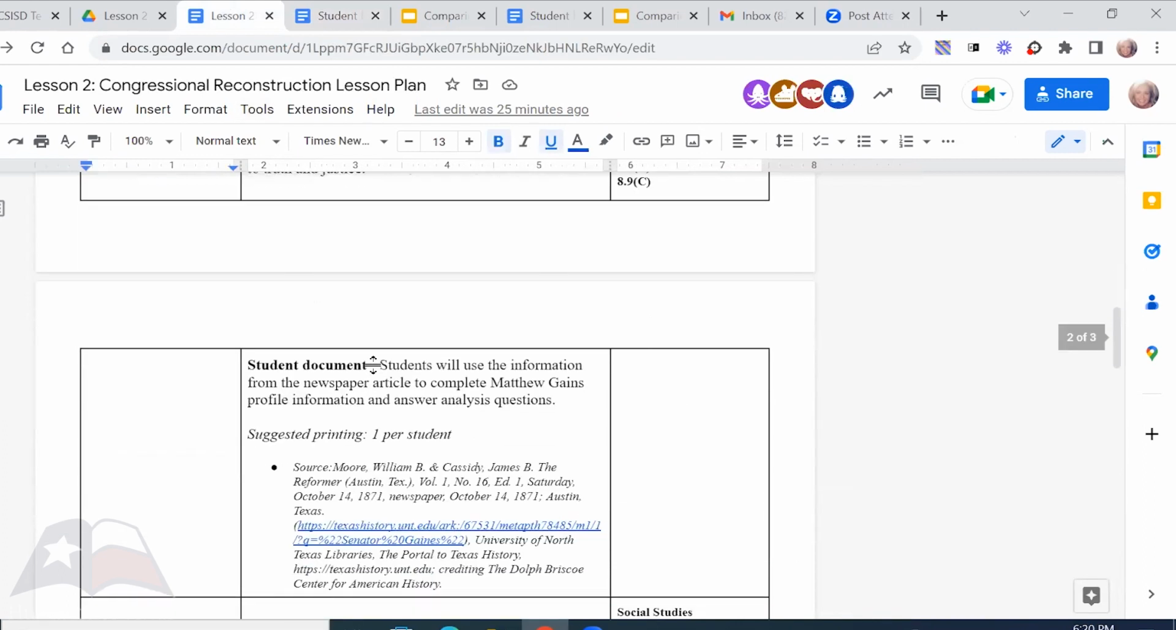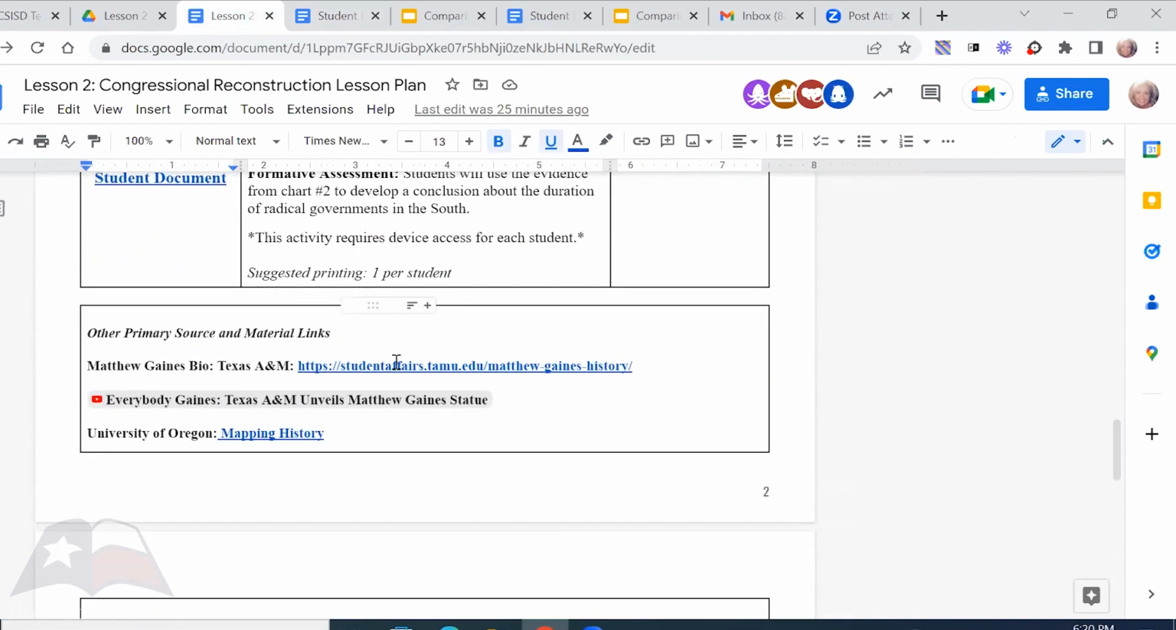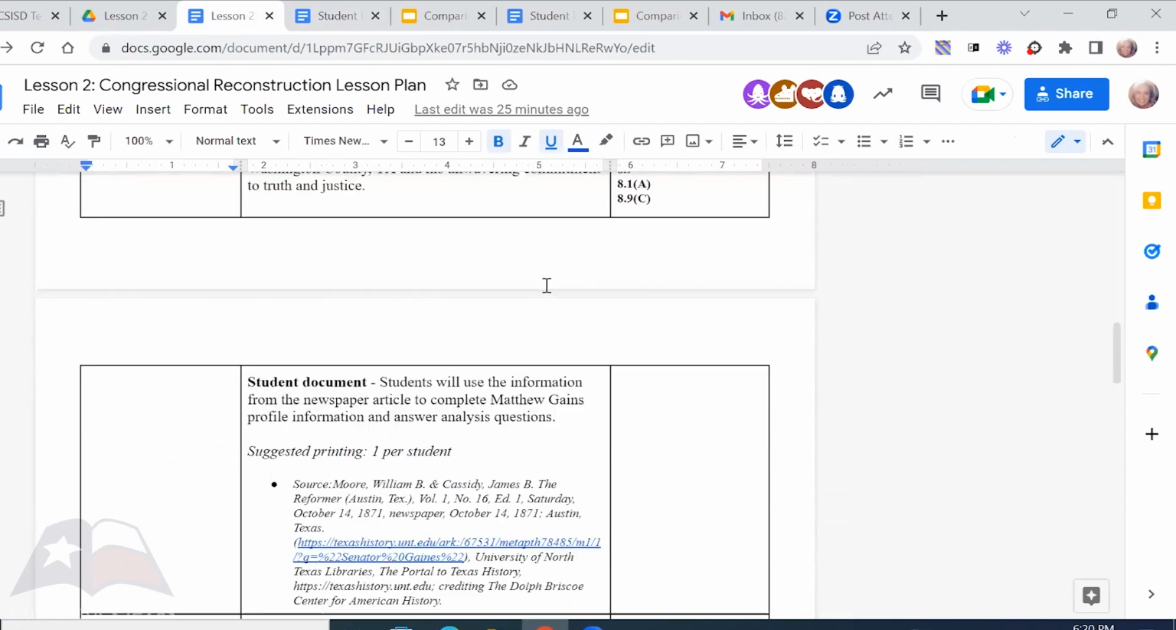But I did want to point out at the very bottom that I linked his bio in here. It's from A&M. They have a great bio about him on their website. So you guys can totally use that backup information.